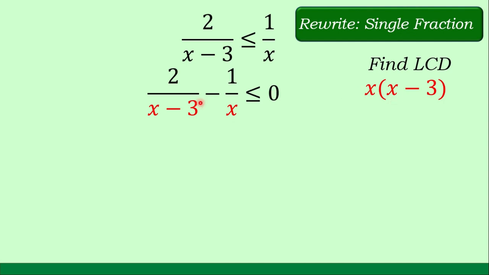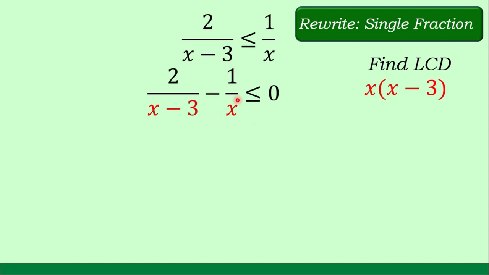So from here, what we can do is think of a number or a variable that we can multiply to this rational expression so that its denominator will be the LCD, which is x times x minus 3. We already have x minus 3 here, so that would mean that we will multiply this by x. Do you understand? Again, we will multiply this by x over x so that our new denominator for this part will be the LCD.